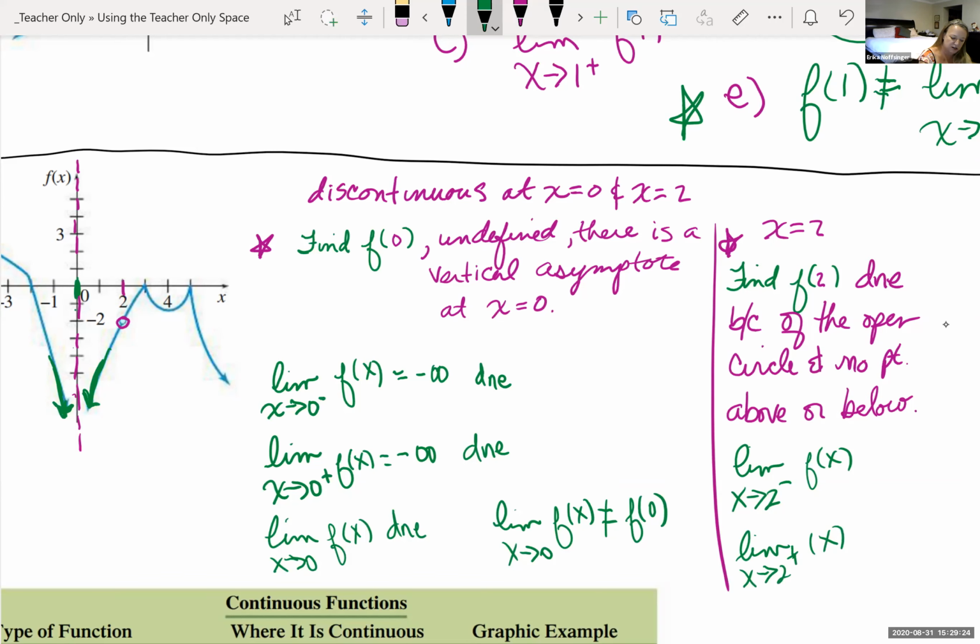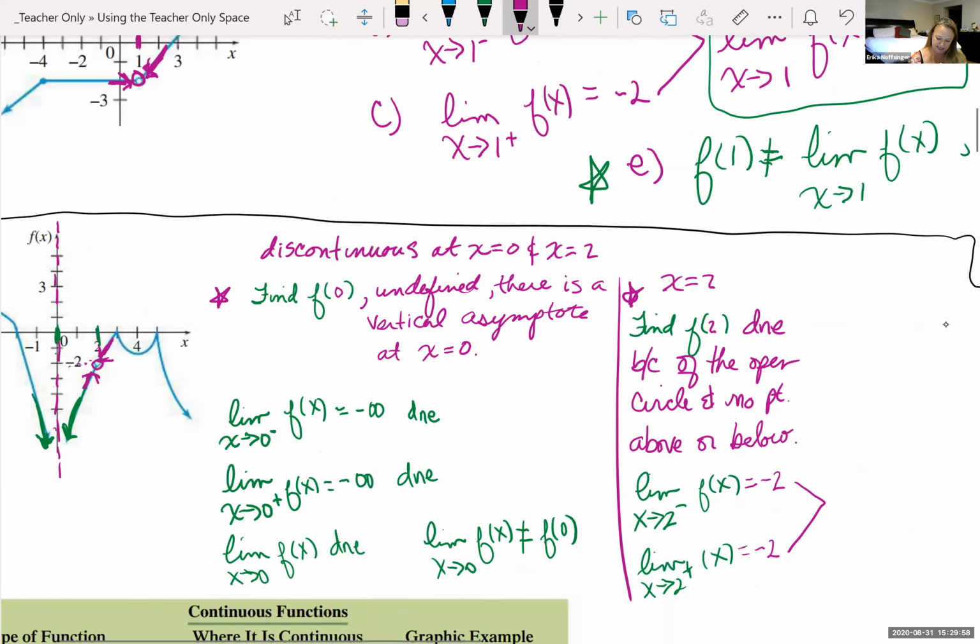Okay, so if I'm looking at 2 and I'm coming in from the left-hand side, the y value I'm getting closer and closer to looks like negative 2. The same thing as I'm coming in on the right-hand side, at x equals 2, the y value I'm getting closer and closer to is negative 2. So since those are the same, we can say the limit exists as x approaches 2. And we can say it equals negative 2.